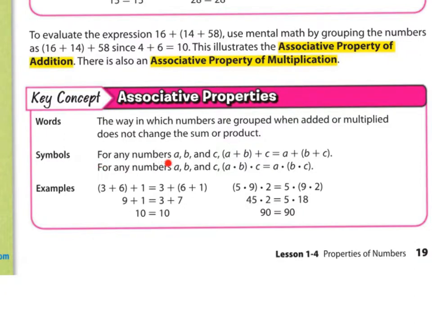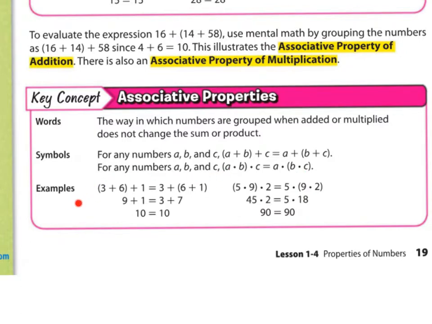For any numbers A, B, and C, where we have A plus B plus C, you could regroup it and regroup the B and the C together as we've done here. For any numbers A, B, and C, A times B times C is the same thing as A times B times C with a different grouping. Here we group the A and B, but over here we group the B and C. So it doesn't really matter.